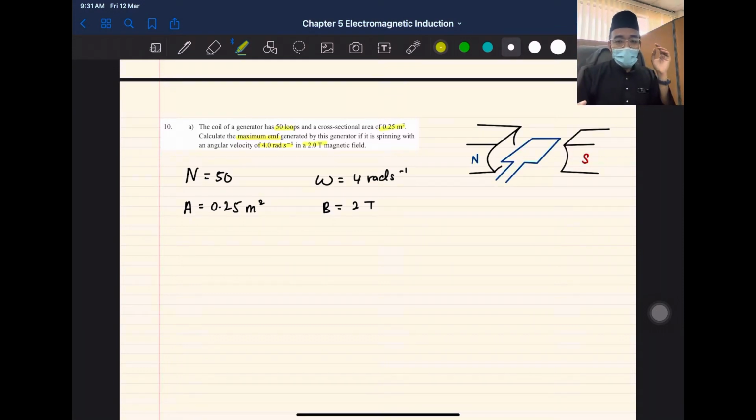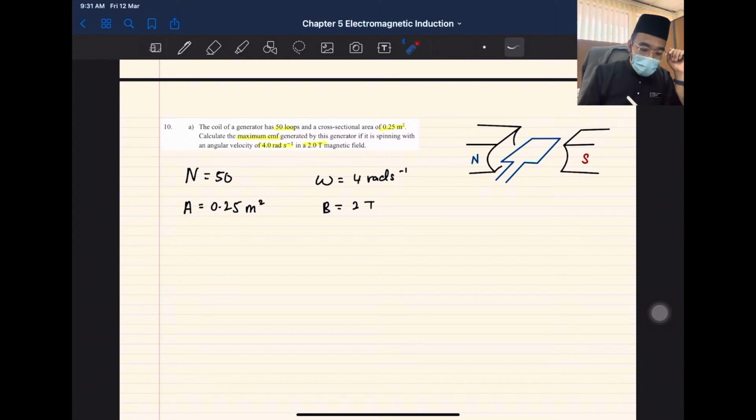Again, like I told you previously, this chapter looks like there is a lot to learn, but when you try to solve the question, normally the question is very straightforward, just put in the formula. So don't worry, okay. I take out all the information here: 50 loops, cross-sectional area, maximum EMF, they want to find the maximum EMF, angular velocity. Okay, everything is in SI unit, so should be okay. You can solve this using the equation NBA omega. Because they want you to find the maximum, there is also an angle, but the maximum sine equals 1. So this one will be the maximum.